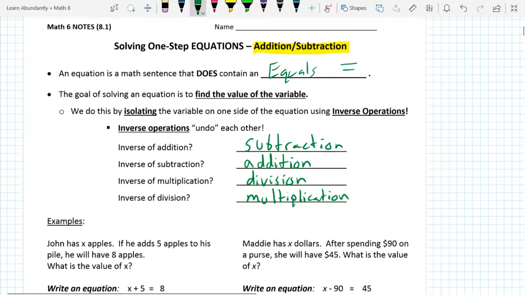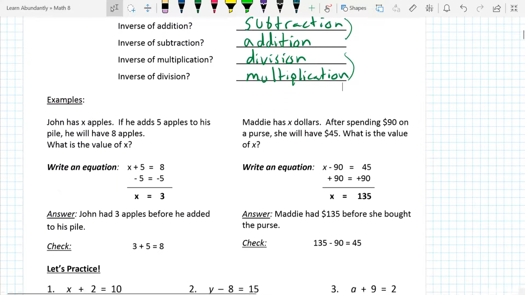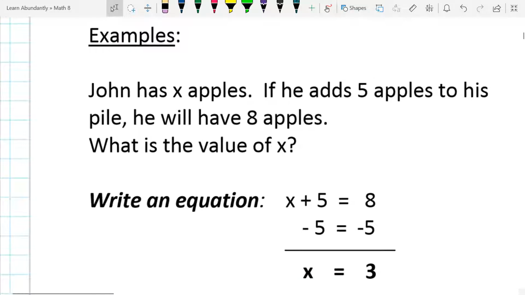All right. So inverse operations, you can see that they pair up and they cancel each other out. So if I were to add 3, I could also subtract 3. If I were to divide by 2, I could multiply by 2. Let's look at some examples. I'm going to zoom in a little bit.